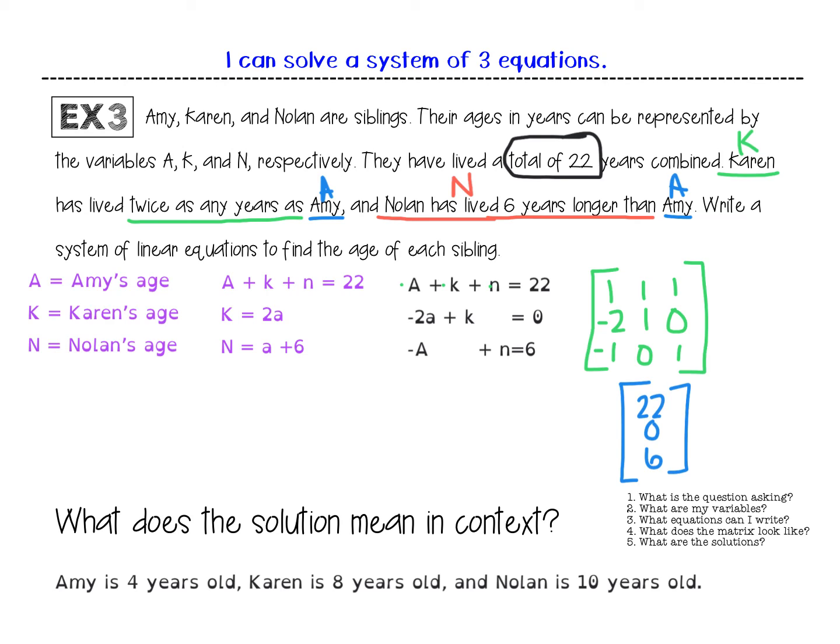And I can always double check. I know that all 3 of them have 22 years together, so 4 plus 8 plus 10 is 22. I know that Karen is twice as old as Amy. So Karen's 8, Amy's 4. That is twice as old. And I know that Nolan is 6 years older than Amy. So Amy's 4, Nolan is 10. That is true.